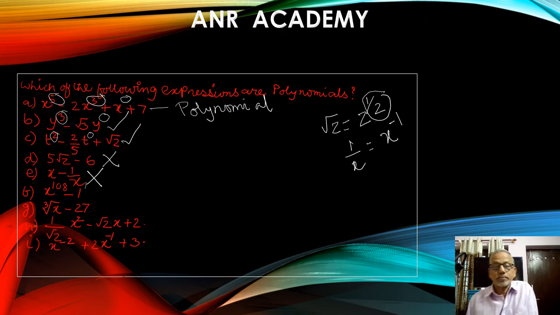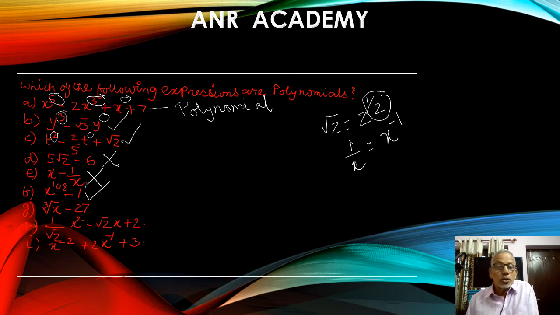Next one. x to the power of 108 minus 1. What is the power of x there? 108, which is a non-negative integer. So this is a polynomial.